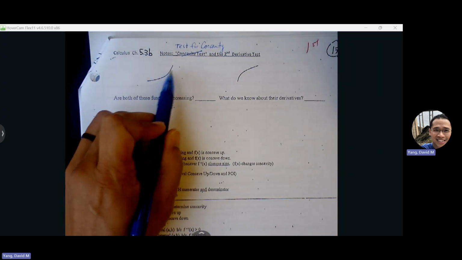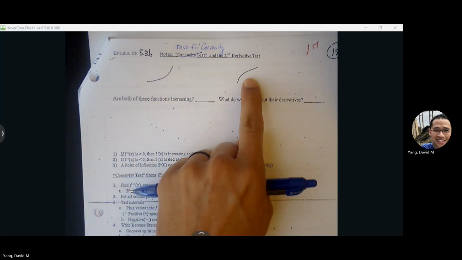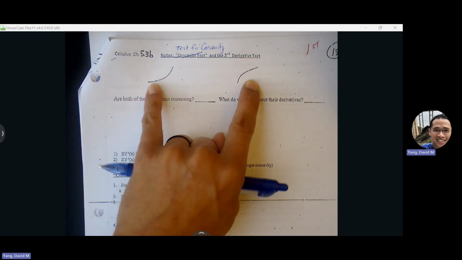We have this graph from left to right. What do you notice about the slope for this graph here? Positive or negative slope? Positive. What about this graph? They're both positive, right? But you can obviously tell that they look a little bit different from each other.